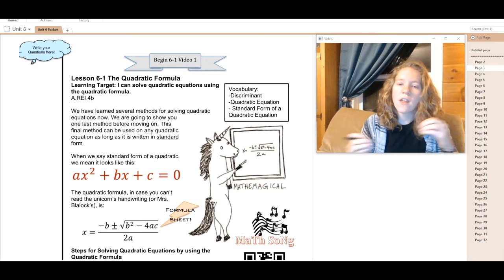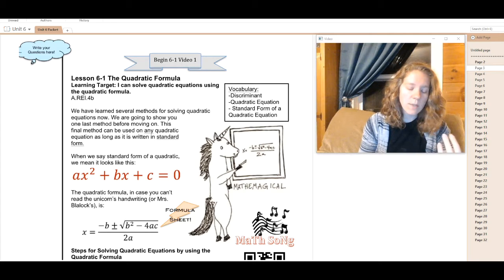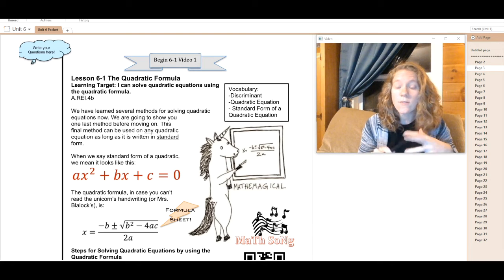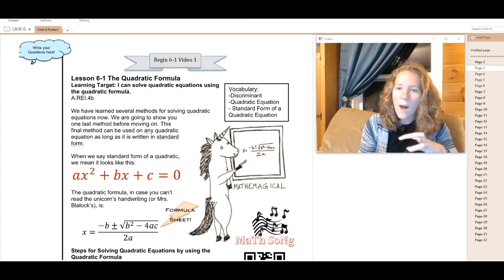Alright guys, so we have covered a number of different ways of solving quadratics at this point. In Unit 5, we talked about how to solve by factoring. We've talked about how to solve by square roots. We've talked about how to solve by completing the square. But all three of those methods require certain things of you.